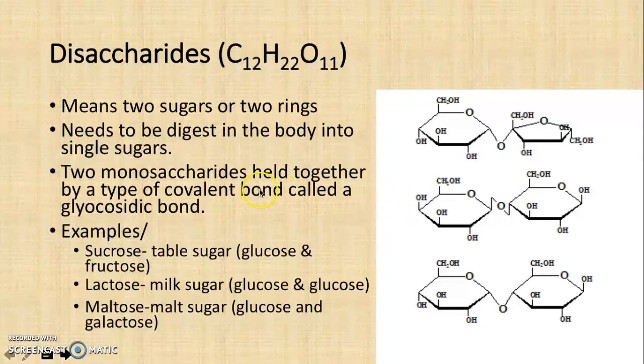These monosaccharides are bound together by a type of covalent bond called a glycosidic bond, and we'll talk way more about that next week. And we have three examples. We have sucrose. Sucrose is table sugar, so if you drink tea or coffee, or if you eat fruit and sometimes you take a spoonful of sugar and sprinkle it in there, that's sucrose, so it's a disaccharide. Lactose is milk sugar, so it's the type of sugar or carbohydrate that you would find in milk. And maltose is another type of disaccharide.